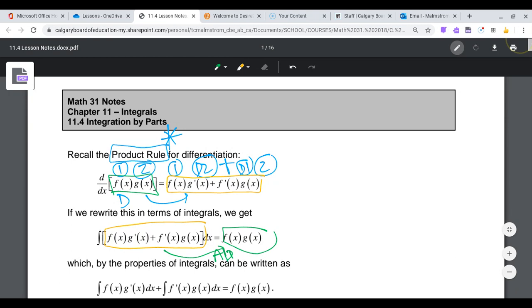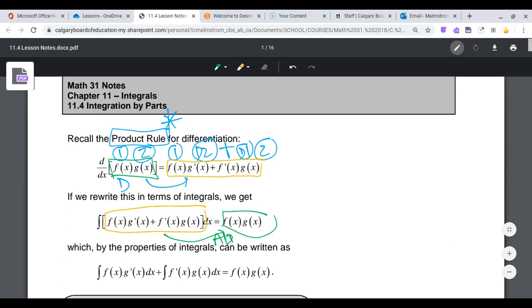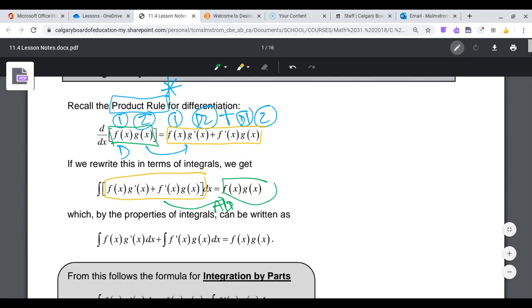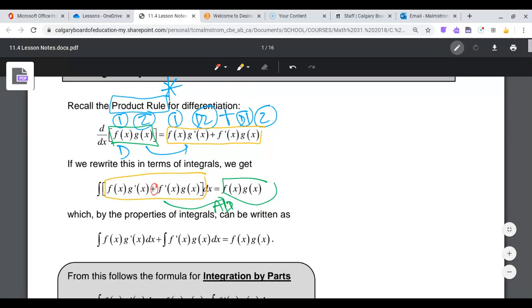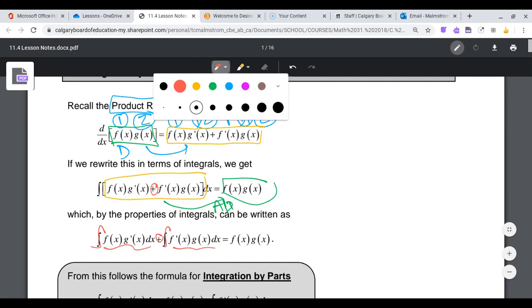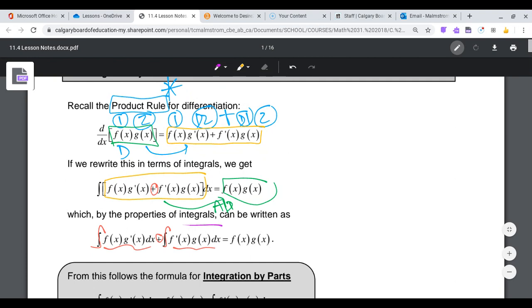All right, so by properties of integrals, I can separate those into two separate integrals since I'm adding two pieces together. Then the integration by parts rule has you move the second integral to the other side by subtraction. So we subtract f prime of x, g of x, dx to the other side. That's where this rule in the gray box comes from.